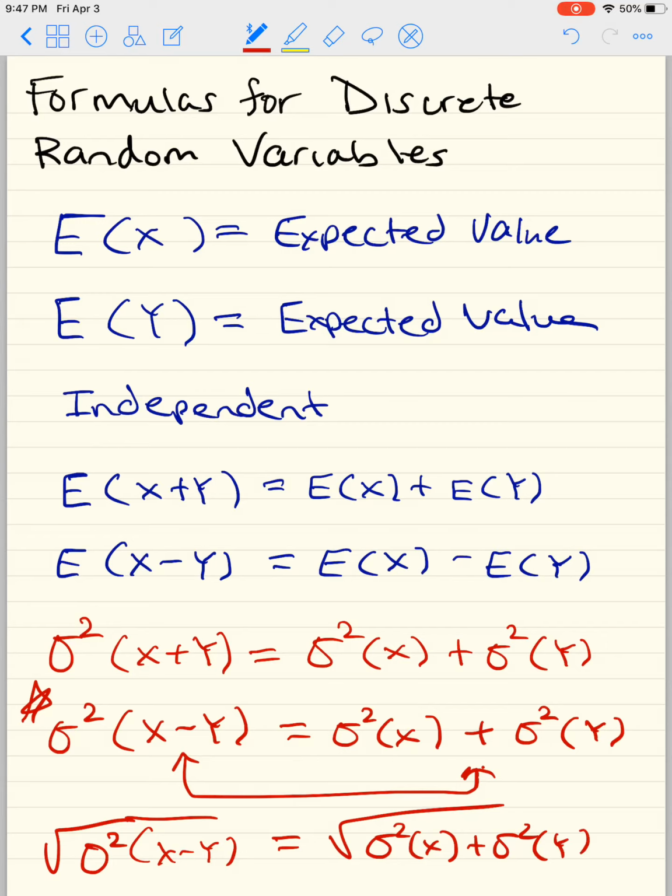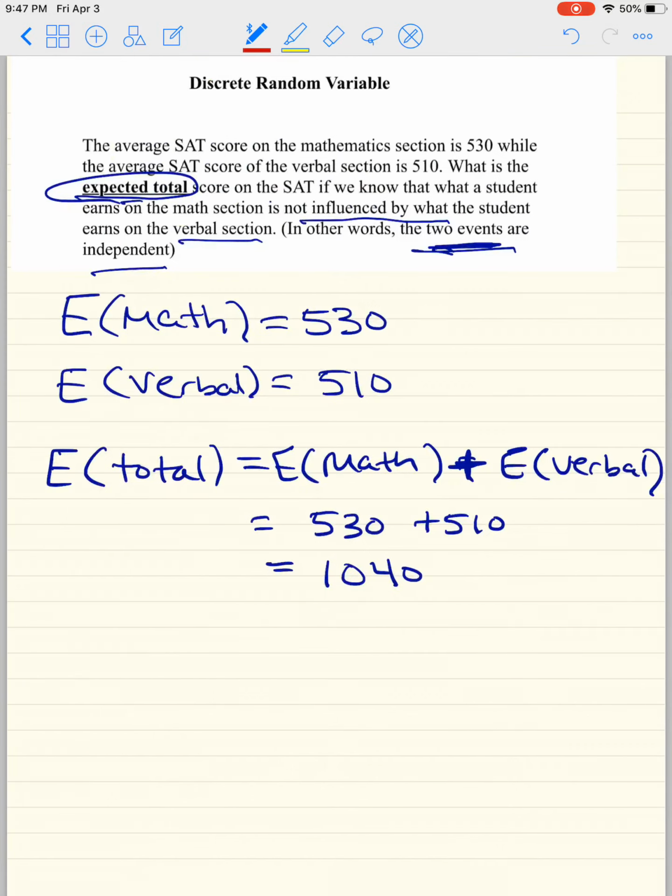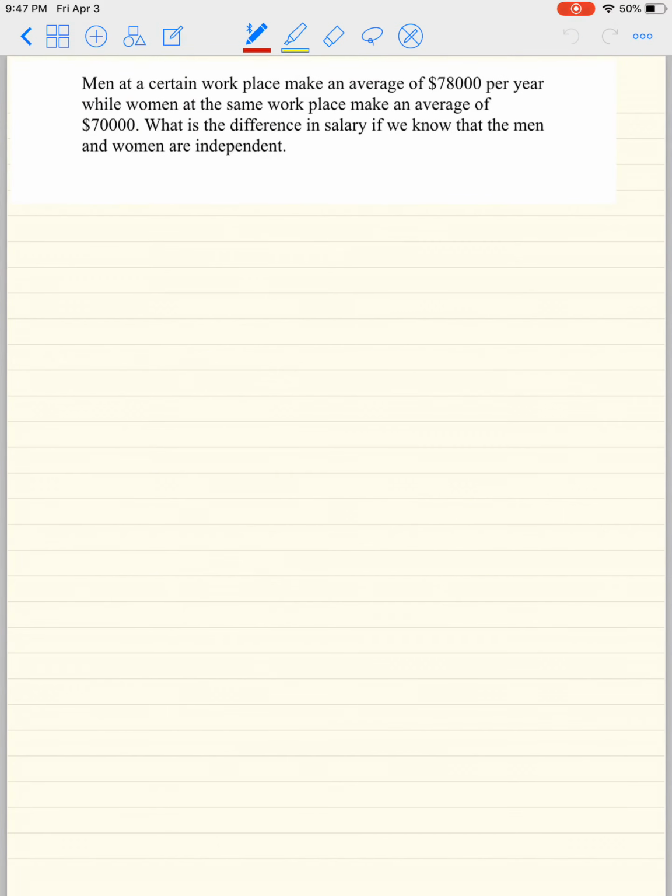Now, this here, obviously we can't separate that. That's not legal mathematically. So the variance, if we take the square root, we get the standard deviation. And remember, standard deviation is the spread. So let's try a problem really quickly.